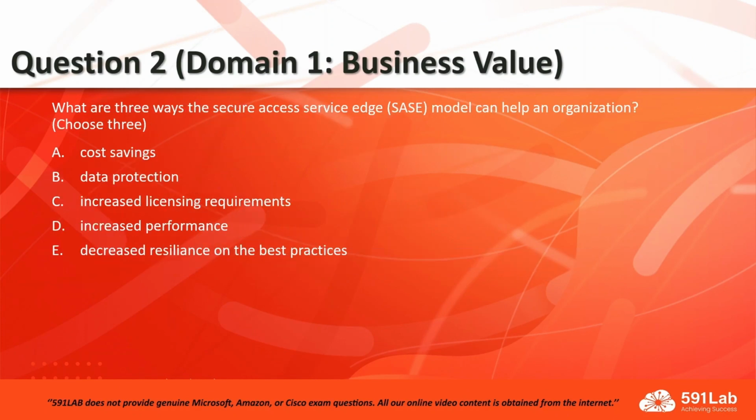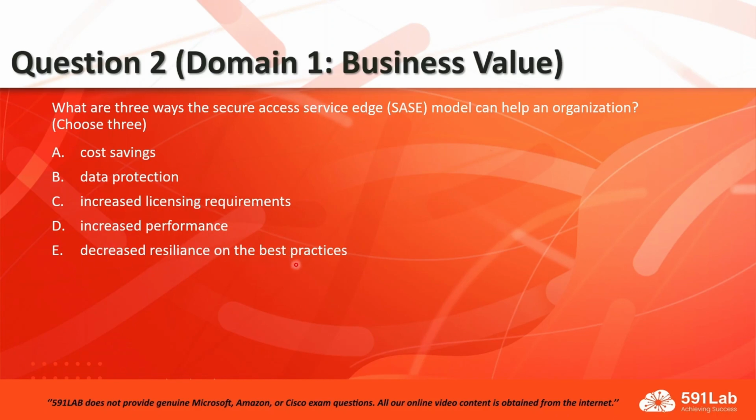Let's discuss the questions number 2. The question number 2 is as follows. What are 3 ways the Secure Access Service Edge or SASE model can help an organization? Choose 3. The options are as follows: A. Cost savings, B. Data protection, C. Increase licensing requirements, D. Increase performance, or E. Decrease resilience on the best practice.